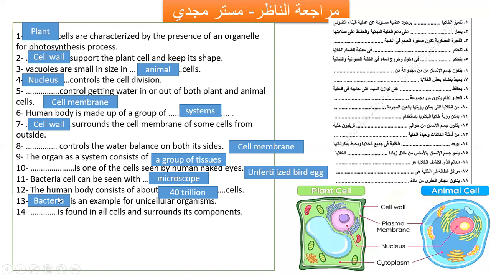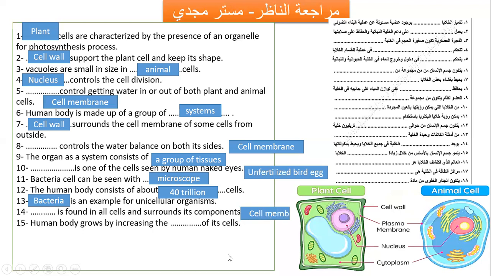Number 14 is found in all cells and surrounds its components. So the plant cell and the animal cell have something in common. What is it? Yes, cell membrane. Excellent. Cell membrane is found in plant cell and animal cell. By the way, many parts are common between plant cell and animal cell. So we chose the cell membrane, which is found in both. Number 15.